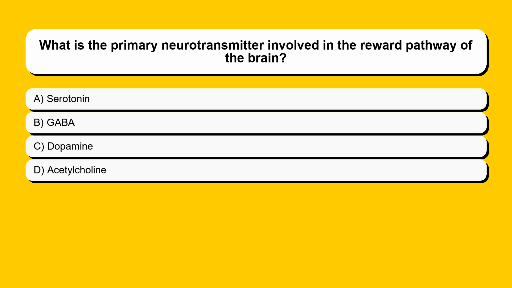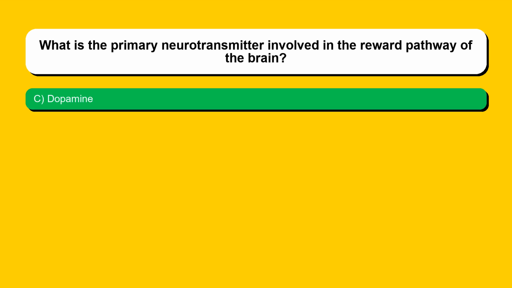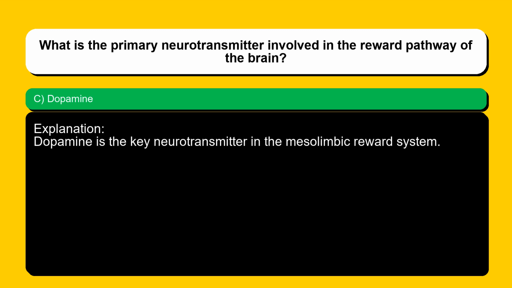Question 15. What is the primary neurotransmitter involved in the reward pathway of the brain? Option A, serotonin. Option B, GABA. Option C, dopamine. Option D, acetylcholine. The correct answer is option C, dopamine. Dopamine is the key neurotransmitter in the mesolimbic reward system.